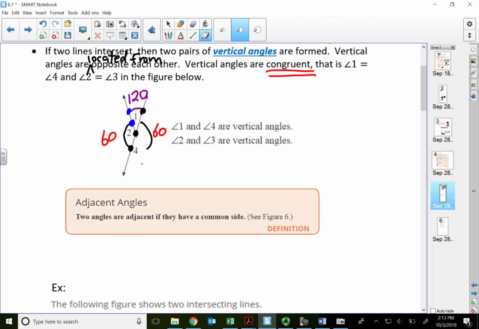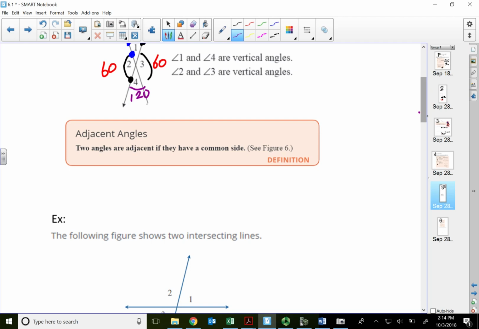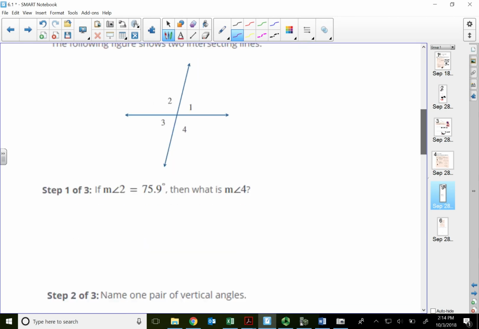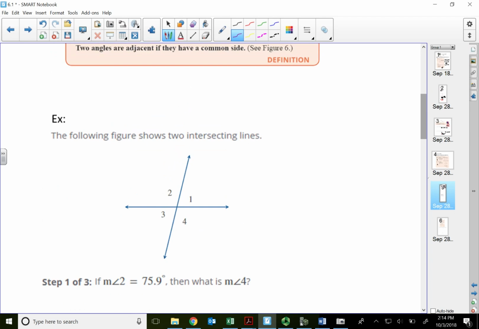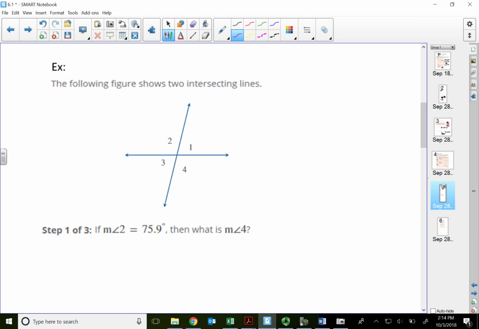So now, if I bring my other line back, angle 1 faces angle 4, so angle 4 will also be 120 degrees. It's not a perfect example, but I should have 120 here as the red one, and the purple one should be 60, because I didn't quite get my numbers right. So angles facing each other, when you see two lines intersecting at one point, are called vertical angles. Vertical angles are always congruent.